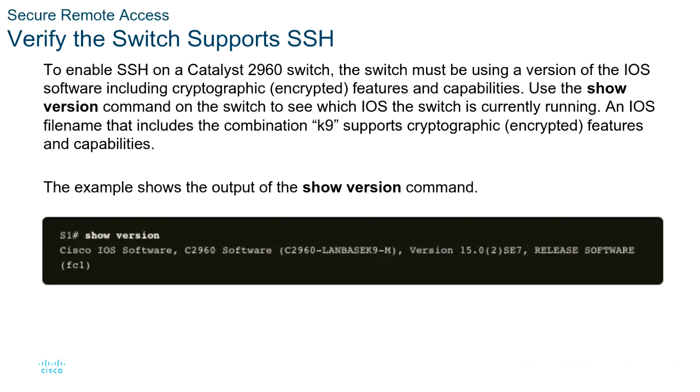You can always check this. You can type show version, and it'll tell you the file name, in this case C2960-LANBase-K9. The K9 indicates that this switch does support encryption keys, and you'll be able to do Secure Shell sessions on it to be safe.